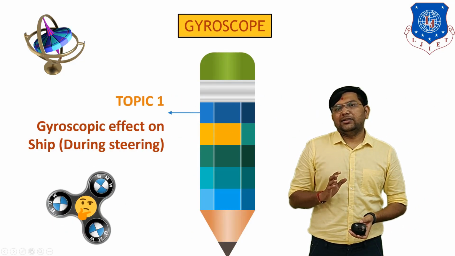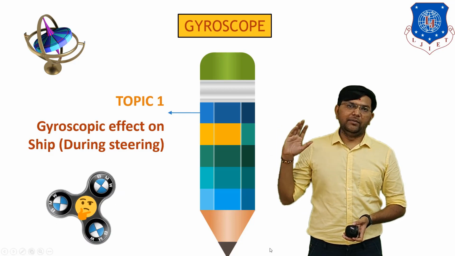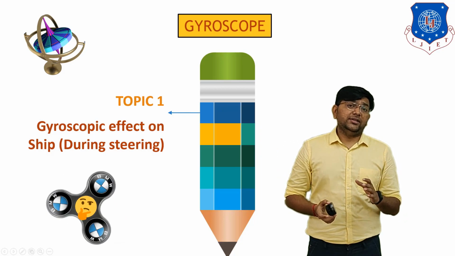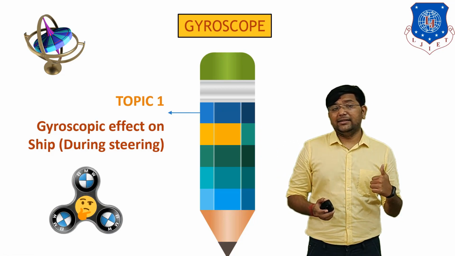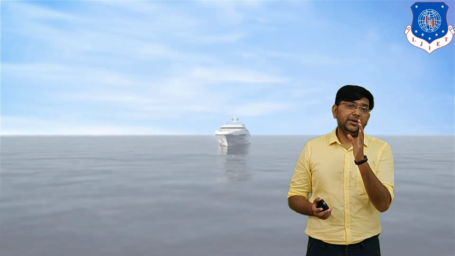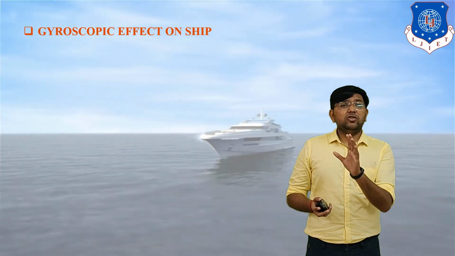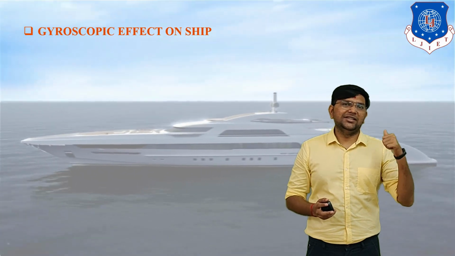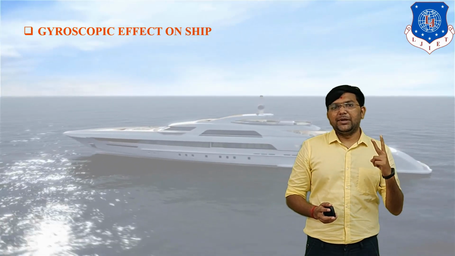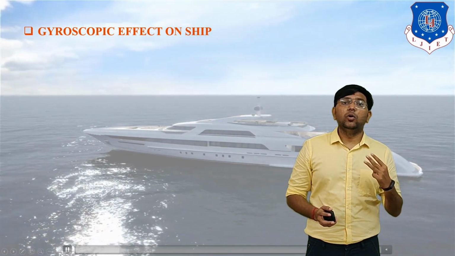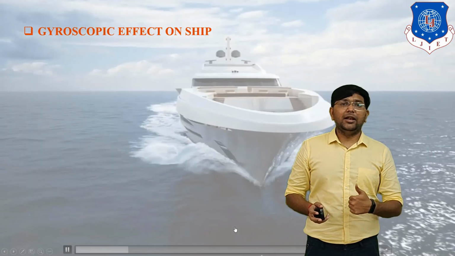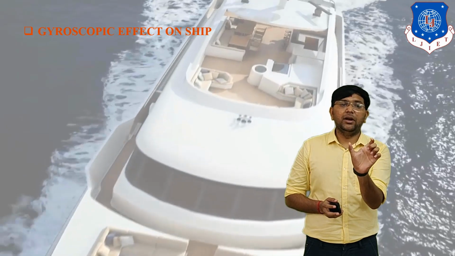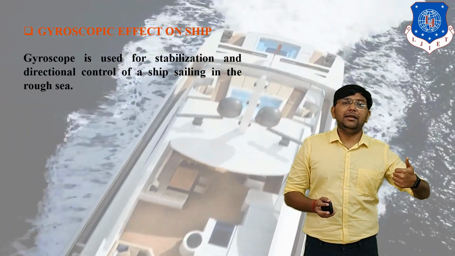In the last session we discussed some numericals based on the gyroscopic effect on an aeroplane. In today's session we start a new topic, that is the gyroscopic effect on a ship. In the gyroscopic effect on a ship there are three types of motion. The first one is steering motion, the second one is pitching motion, and the third one is rolling motion. In this lecture we discuss the effect of the gyroscopic couple on a ship during steering motion.